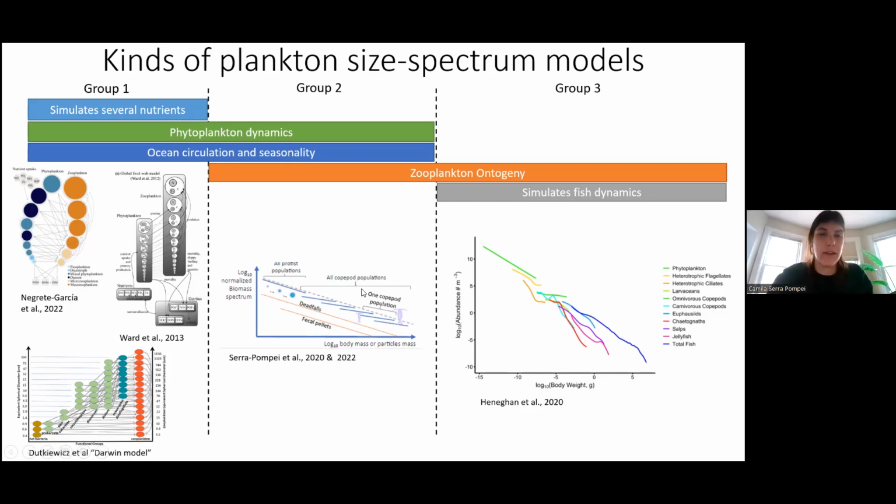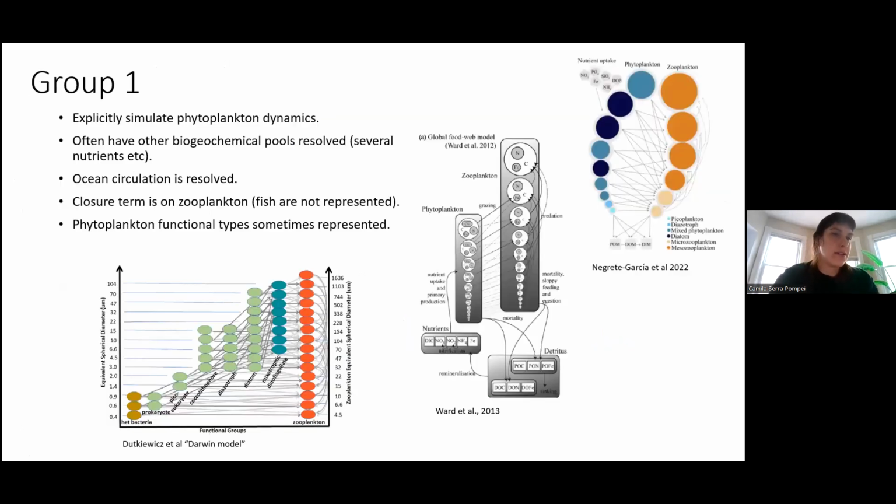Afterwards we have this in-between model, the one we developed, which does take into account ocean circulation and phytoplankton dynamics, but in this case we only have one nutrient, which is nitrogen. But we do simulate zooplankton ontogeny, and I will explain in more detail. So, going through these groups, I think I've mentioned most of this, and these are the most common global biogeochemical models that can simulate size spectra.